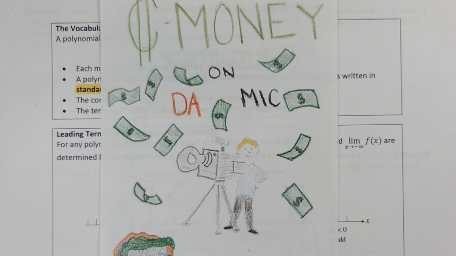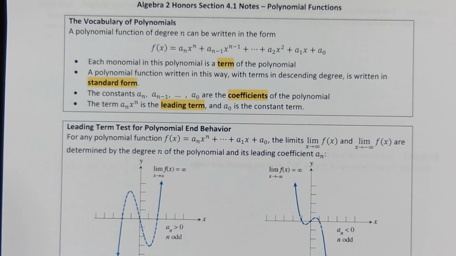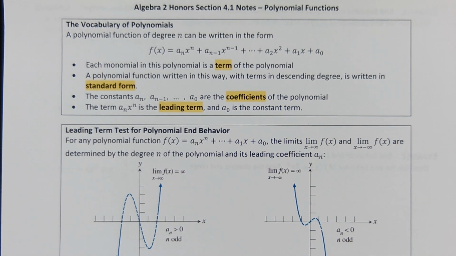All right, nerds. Today we start a new chapter. Feels like forever since we've even done any notes. But today we're going to start chapter 4. We're actually going back to chapter 4. Chapters 4 and 5 are all about polynomials.